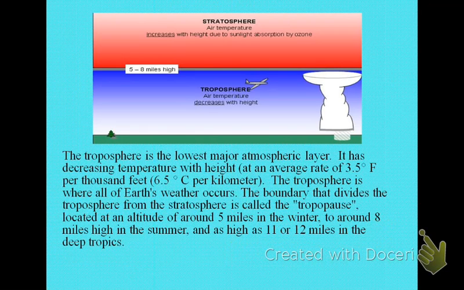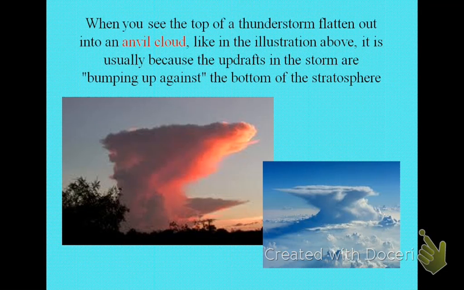The boundary that divides the troposphere and the stratosphere is called the tropopause. It's located at an altitude around 5 miles in the winter and around 8 miles in the summer, as high as 11 or 12 miles in the deep tropics. When we get into the stratosphere, you'll understand why that changes a little bit. It's about 5 to 8 miles high. That's all the weather in the Earth's atmosphere.